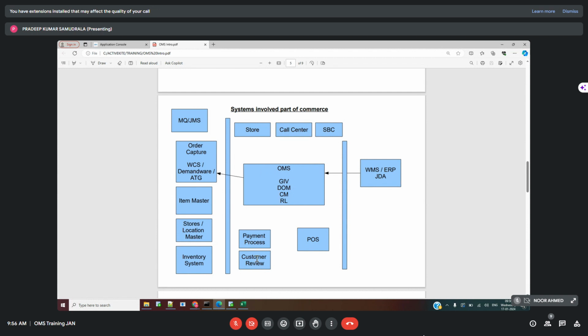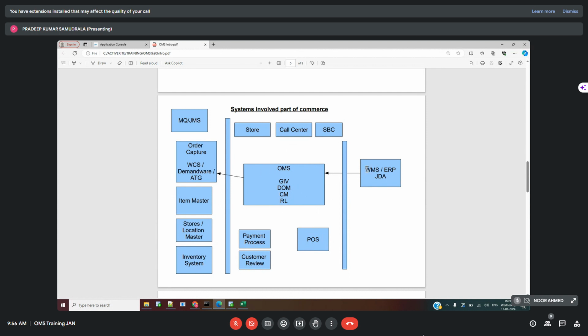It's just a placeholder here. And POS is nothing but point of sale. There are certain applications where you directly go to a store and you buy the product there itself. So point of sale is an application where you directly go to the store and place an order then and there, and you get the product. This is an application which is integrated with OMS to process that particular order.